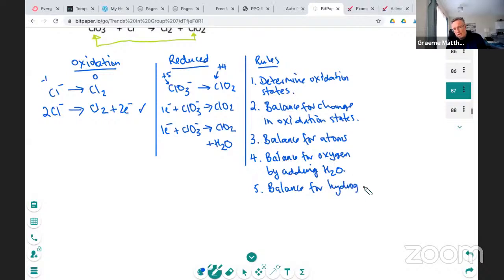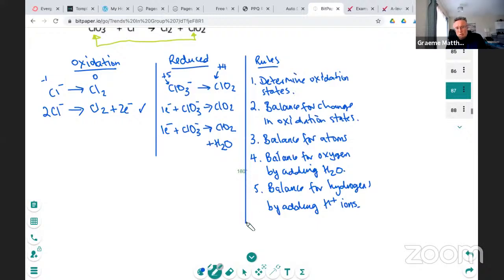Balance for hydrogens by adding hydrogen ions. Chemists, the way that I teach it, it is algorithmic. It's like step by step by step, okay?